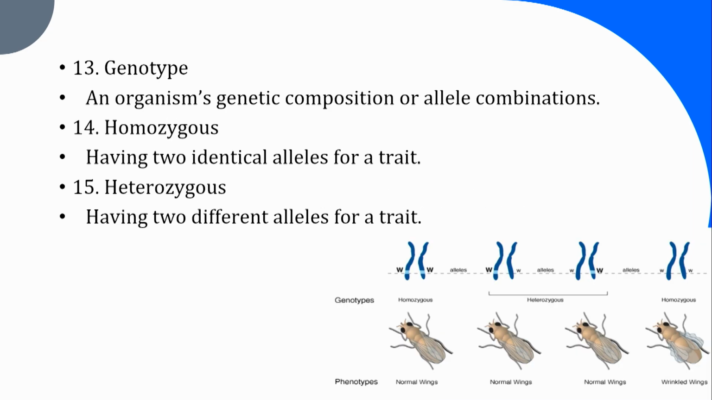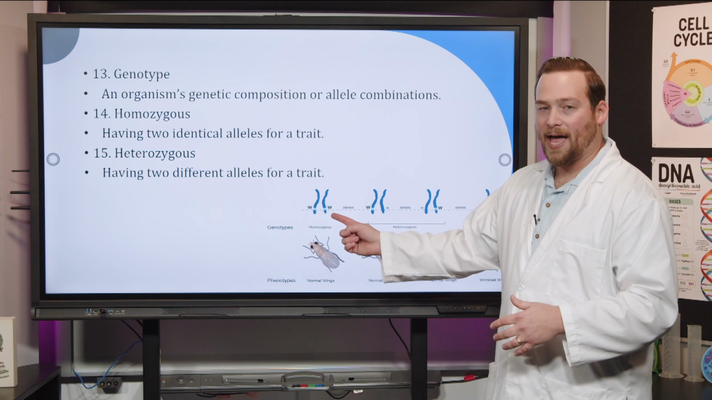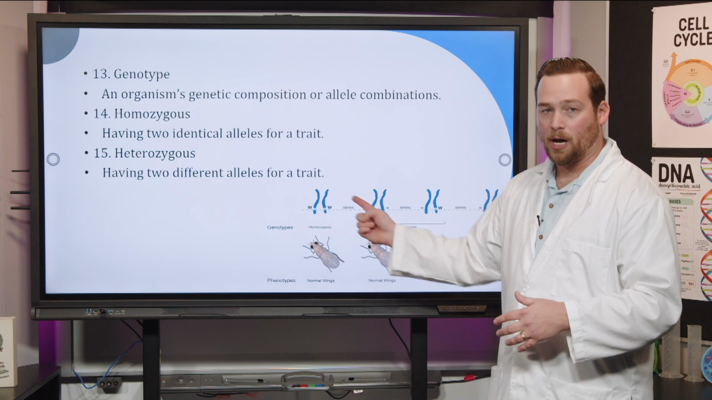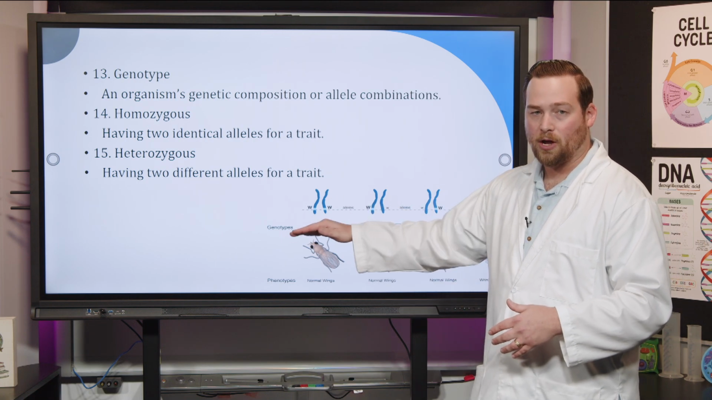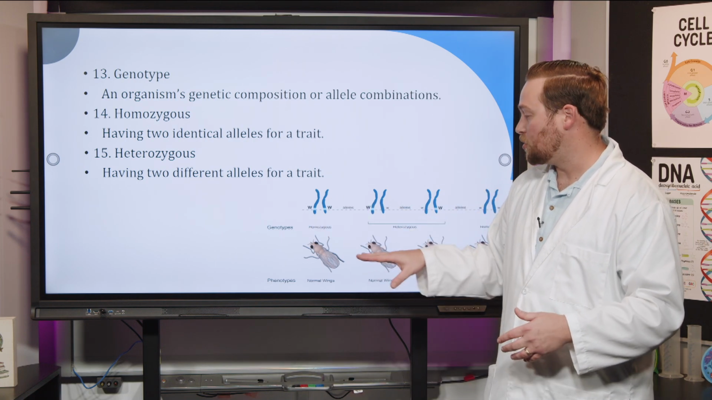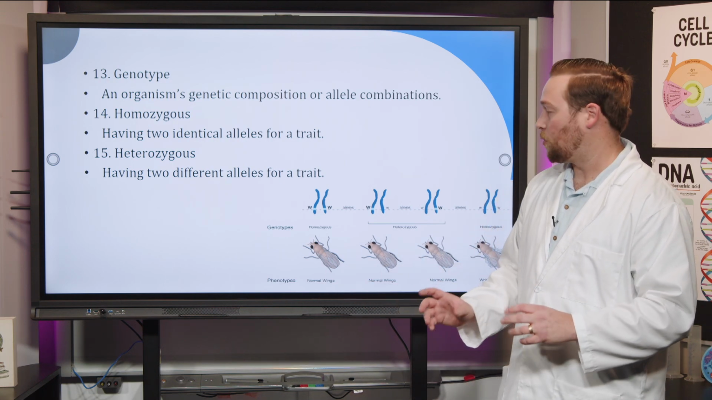Okay, now phenotype kind of goes along with this next term. 13 is the genotype. A genotype is an organism's genetic composition or allele combination. So let's look at this picture in the bottom corner here. This first one right here on the far left, talking about the normal wings, this individual has 2 capital W's. So the letters, the alleles would be known as the genotype. But to figure out its phenotype, you just look at it. And the phenotype here is normal wings. Now, this is something that I kind of want to talk about.